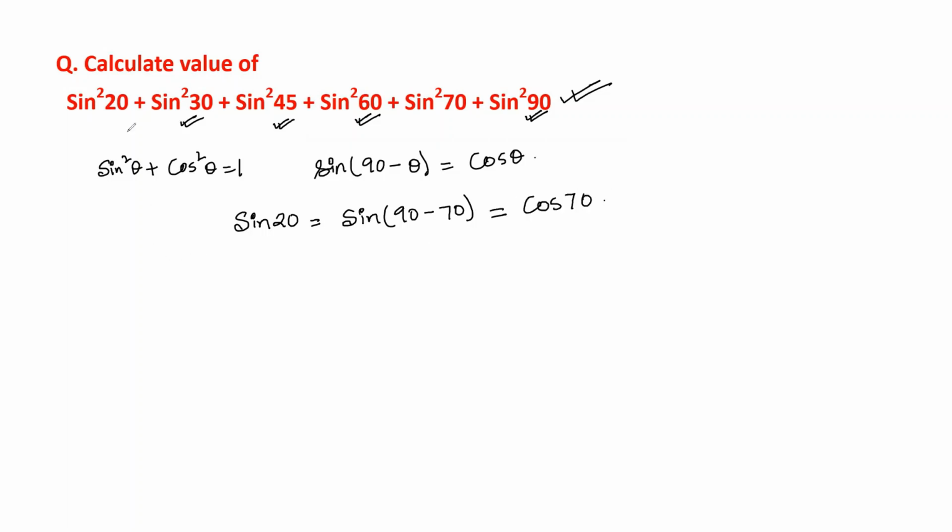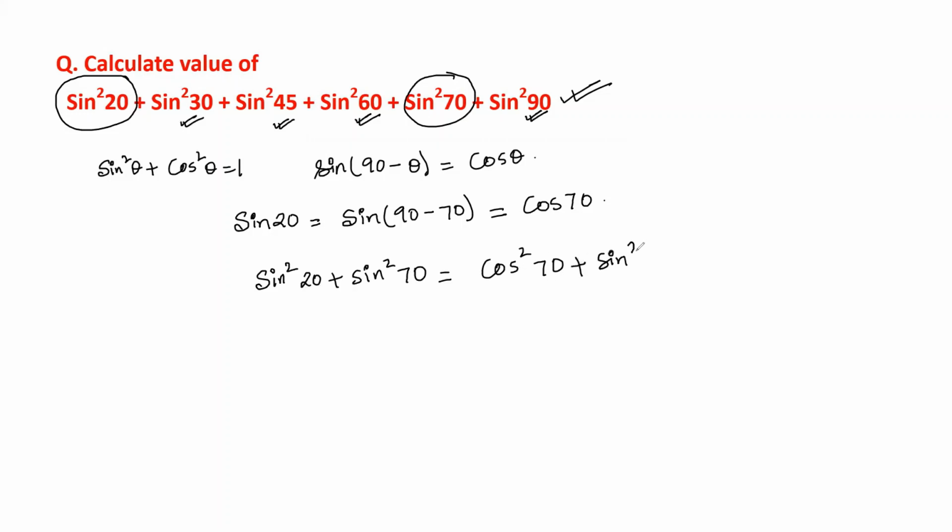So using this, sine 20 can be written as sine of 90 minus 70, which can be written as cos 70. So sine square 20 plus sine square 70 will be giving us cos square 70 plus sine square 70. And this is of the form sine square theta plus cos square theta, so this can be written as 1. So sine square 20 plus sine square 70 would be giving us 1, and we know sine 30 is 1 by 2, sine 45 is 1 by root 2, sine 60 is root 3 by 2, and sine 90 is 1.